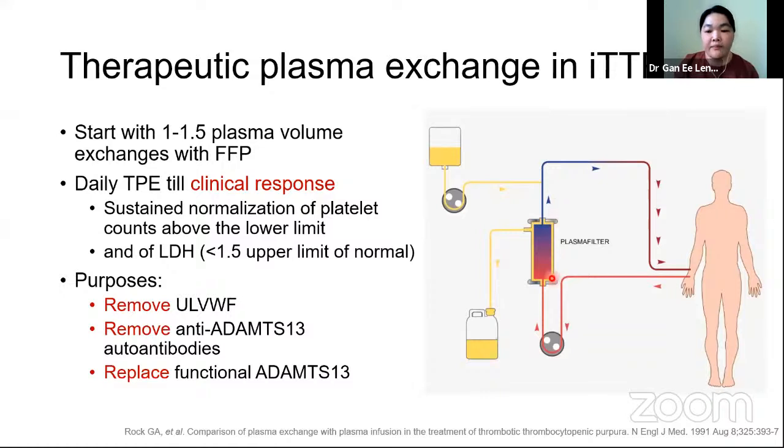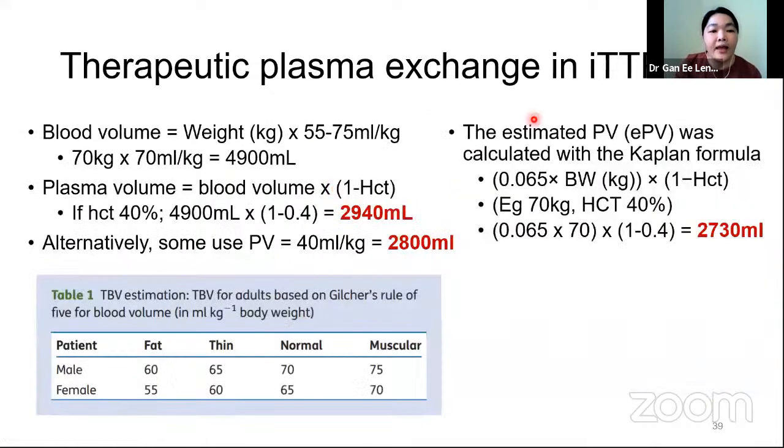into a few layers depending on the size of the blood product. For example, packed red cells, because they are heavier, will be lower down in the system. Then on top will be the plasma. You see here the unwanted plasma will be removed. Then you replace it with donor FFP, or donor plasma, back to the patient to replace the functional ADAMTS13. Okay, so this is the concept of plasma exchange.